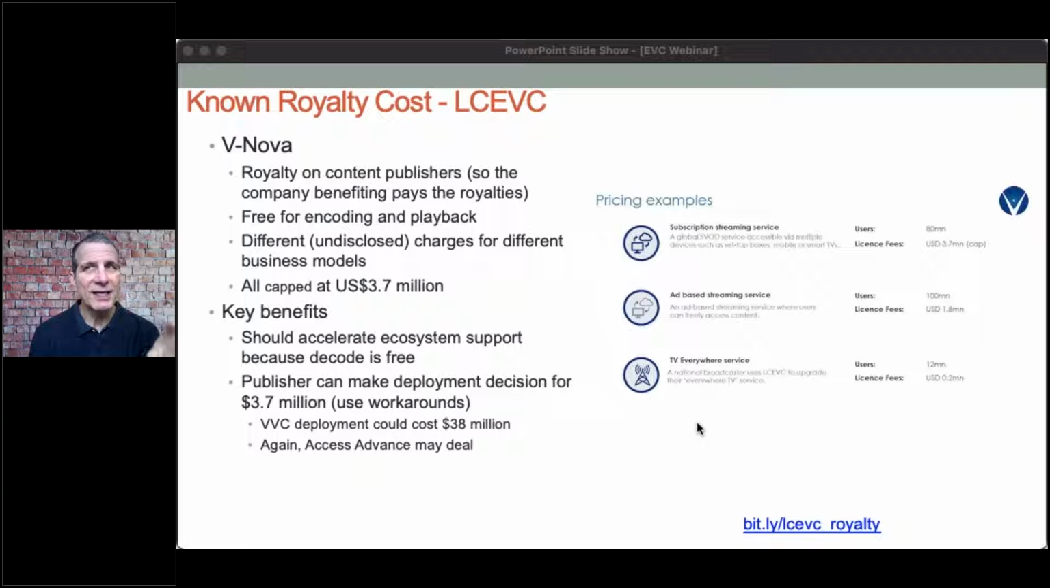So I think V-Nova came up with a very implementer-friendly royalty approach that really does tax the company that's getting the benefit and makes it easier for any company who's not in the Alliance for Open Media to implement the decode side.